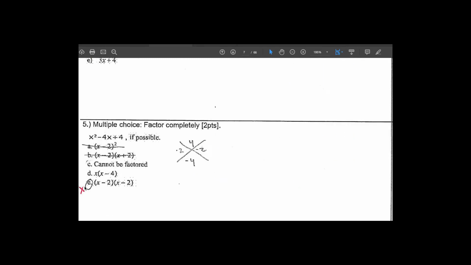Okay, the student marked E, which was the most common mistake. Again, if you took that apart, you would get x minus 2 squared. So having the exponent is more simplified.